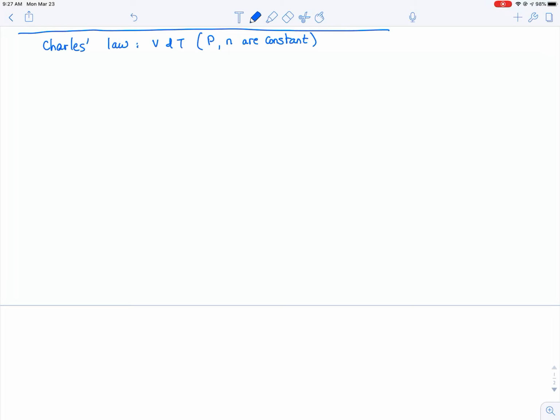So the relationship, Charles, a few centuries ago, he played with temperature and volume of gases, and he figured out that V1 over T1 is equal to V2 over T2. This means that if I increase one, the other one is going to go up. If I decrease one, the other one is going to decrease. So it is a direct relationship. Between V and T, they have a direct relationship.